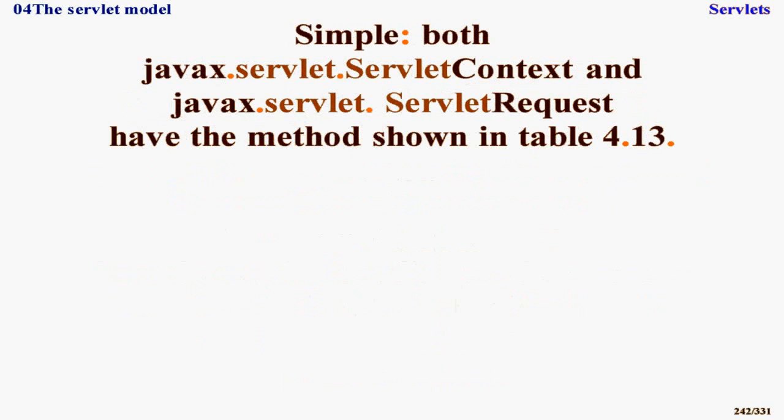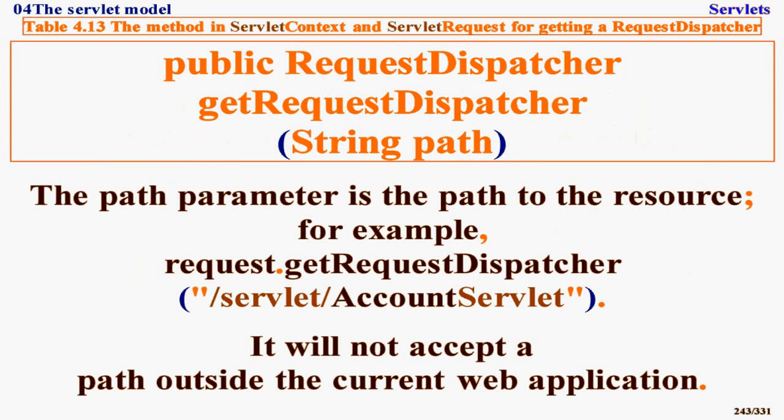Simple. Both javax.servlet.ServletContext and javax.servlet.ServletRequest have the method shown in Table 4.13. Table 4.13. The method in ServletContext and ServletRequest for getting a request dispatcher. public RequestDispatcher getRequestDispatcher(String path). The path parameter is the path to the resource. For example, request.getRequestDispatcher("/servlet/AccountServlet"). It will not accept a path outside the current web application.